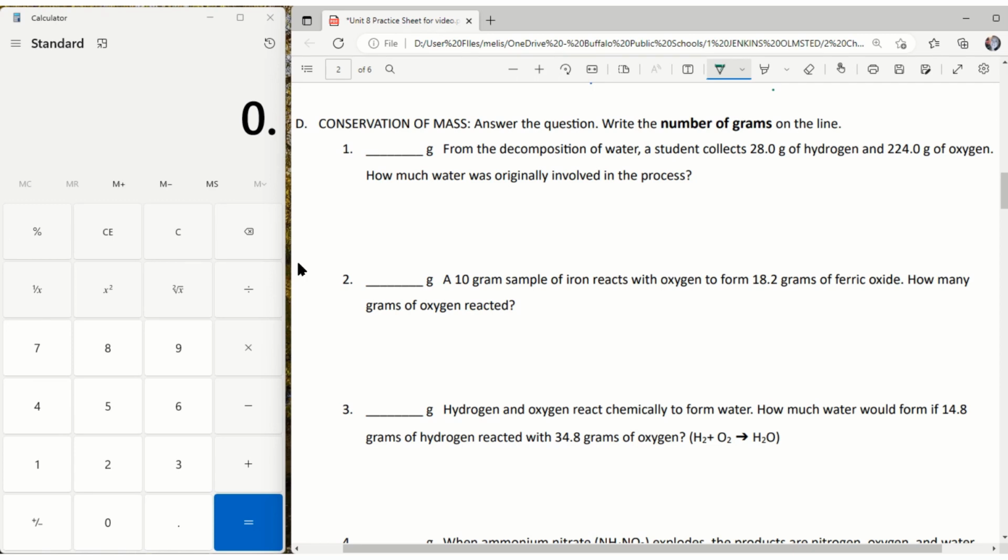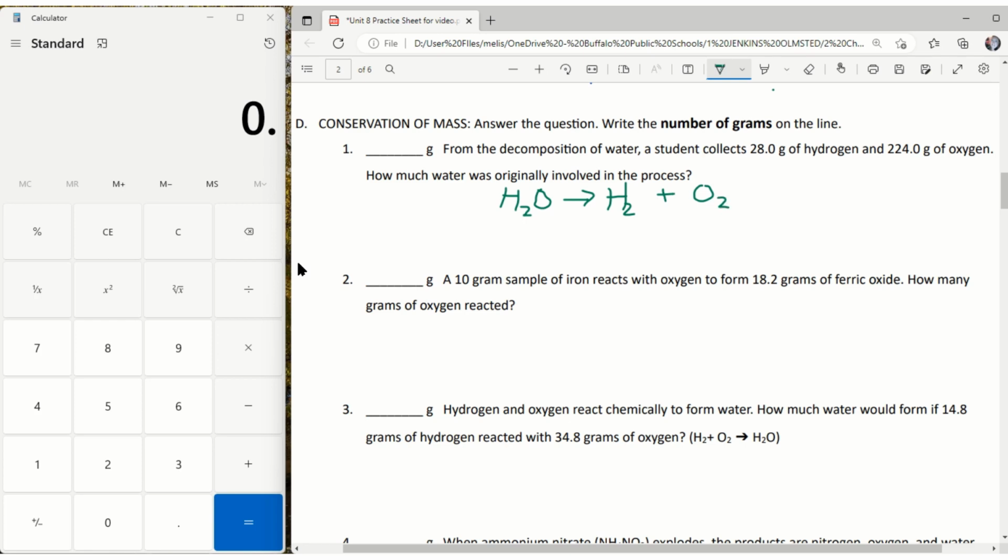Okay, conservation of mass. Answer the question, write the number of grams on the line. All right, so from the decomposition of water. So what does that mean? Okay, so that means I take water and I break it apart into its component elements, so hydrogen and oxygen. And I don't have to worry about balancing at this point.